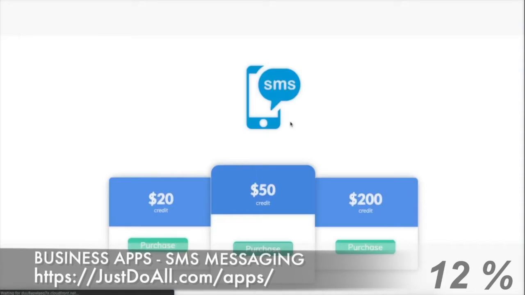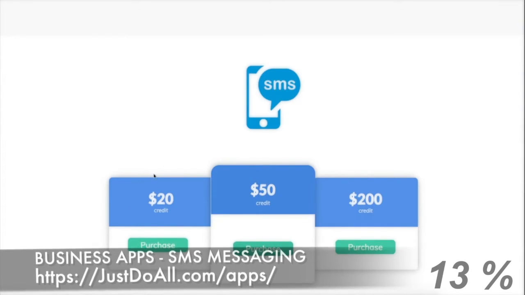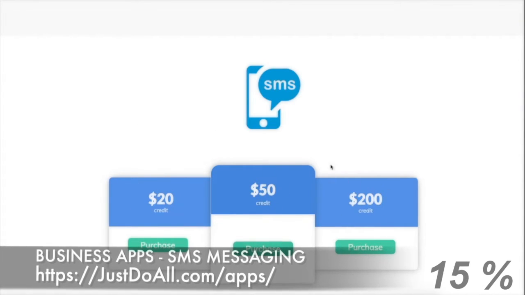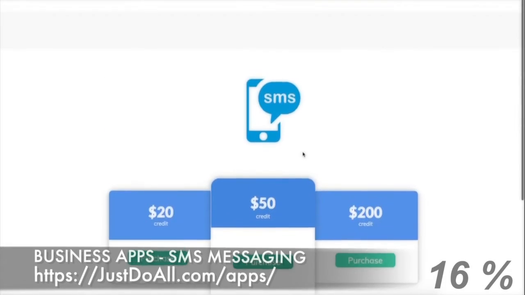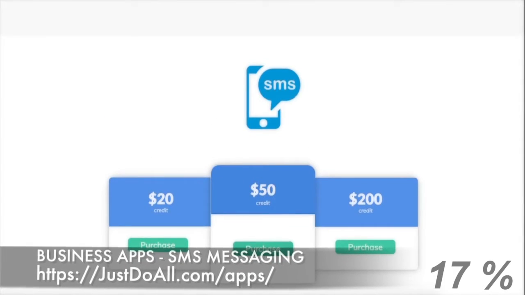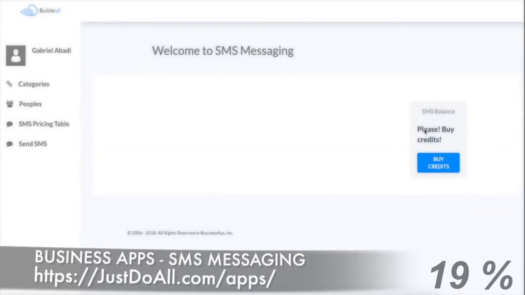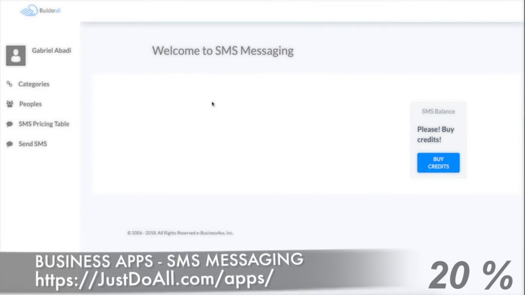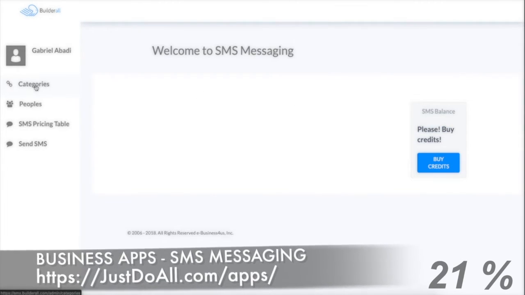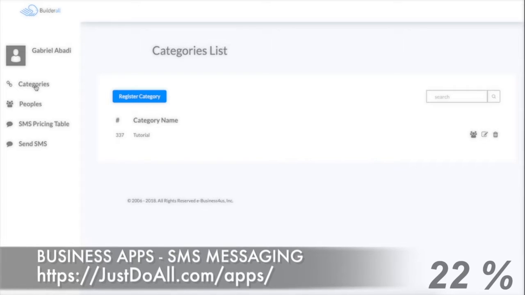So if you click to buy credits, it's going to take you to this page. You can buy $20, $50 and $200. You can also buy multiple of them if you want more. But once you buy your credits, you can go back over here and then they're going to show up right here. Once you have credits, you can go to categories to start creating your category.